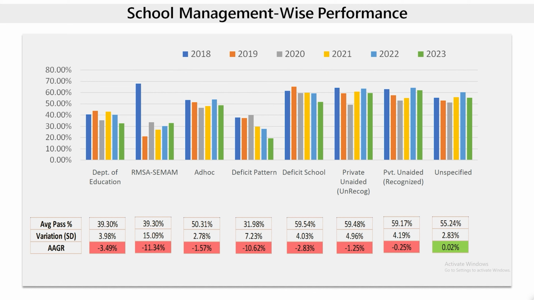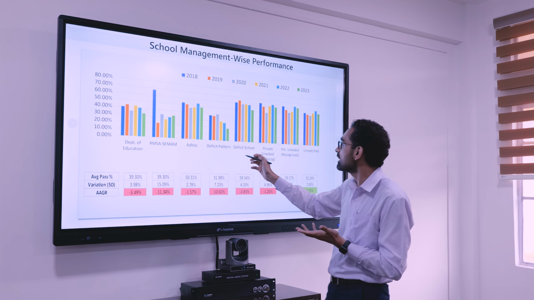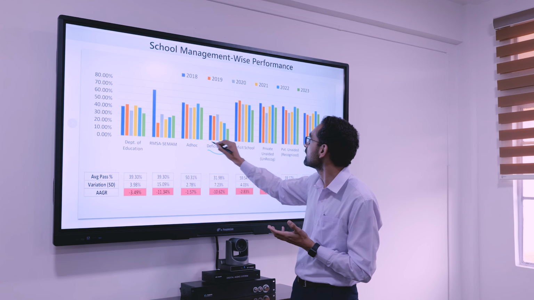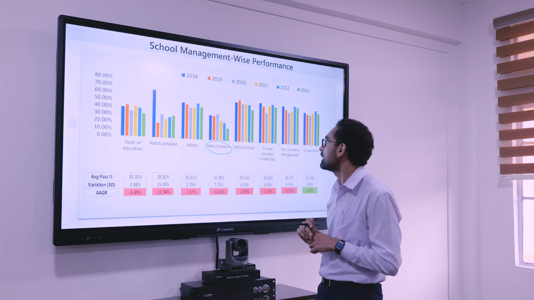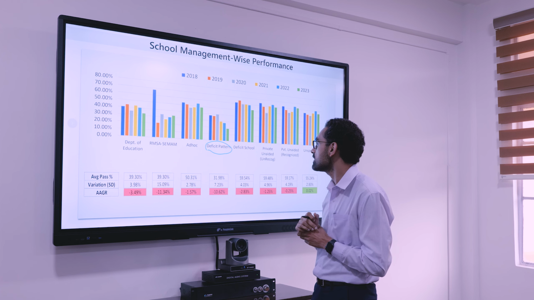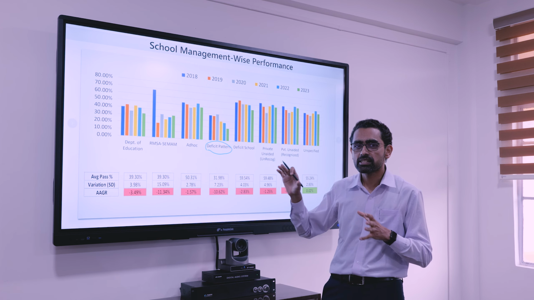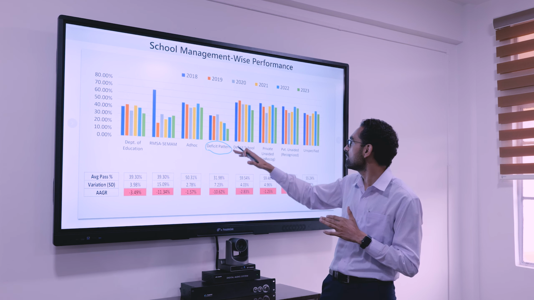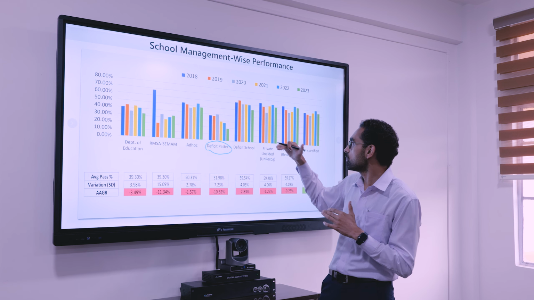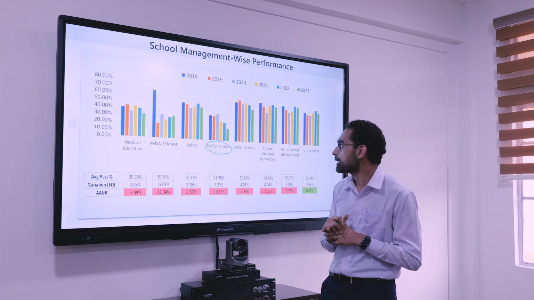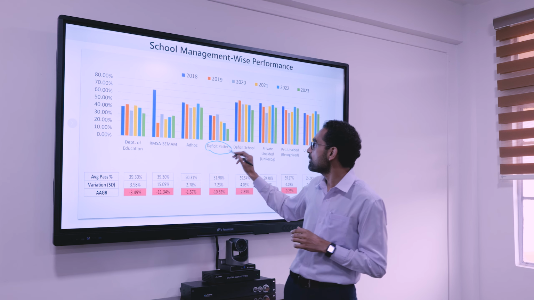And if you see, the least performing are the deficit pattern schools. One of the reasons is also that the number of these deficit pattern schools is very small, so when we compare it to the other numbers, it is not truly showing the real picture. So this can be one of the reasons.